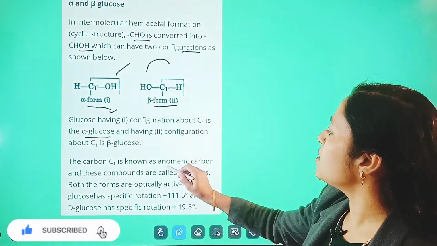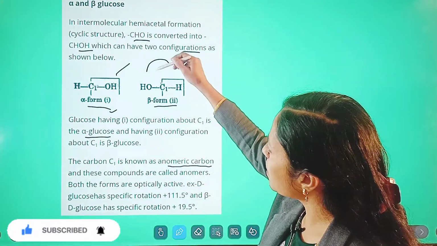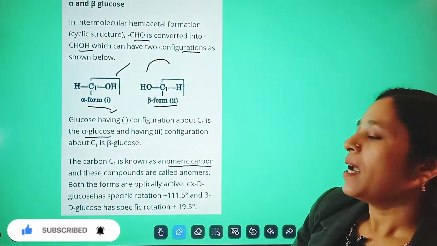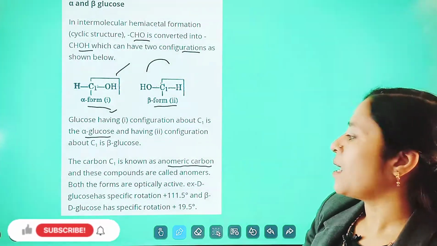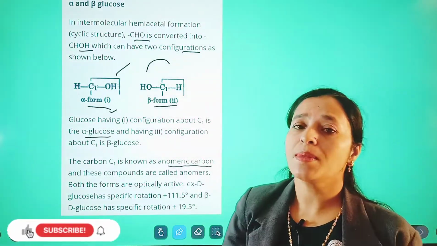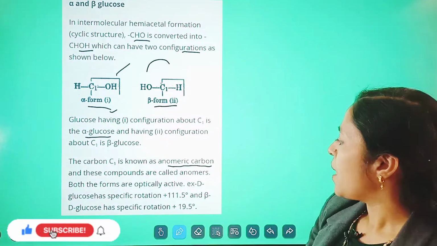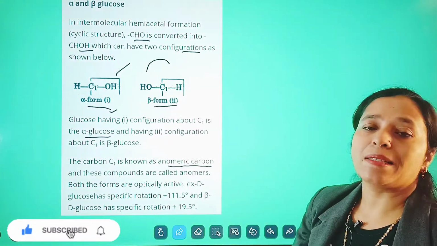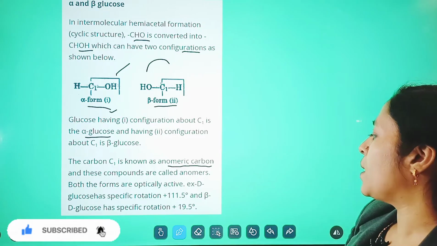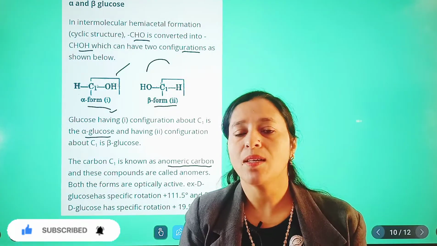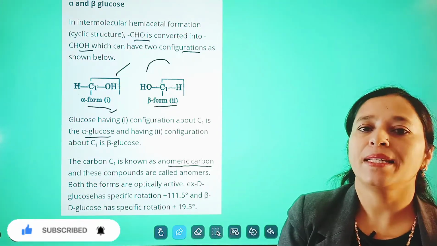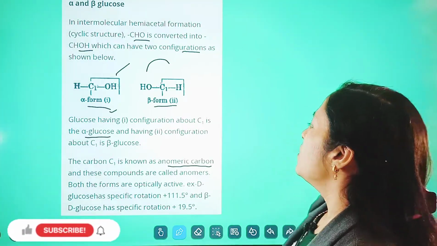The carbon C1 is now known as the anomeric carbon, and such compounds are known as anomers. Both these forms are optically active, and alpha glucose has a specific rotation of 111.5 degrees, whereas beta glucose has a specific rotation of 19.5 degrees.